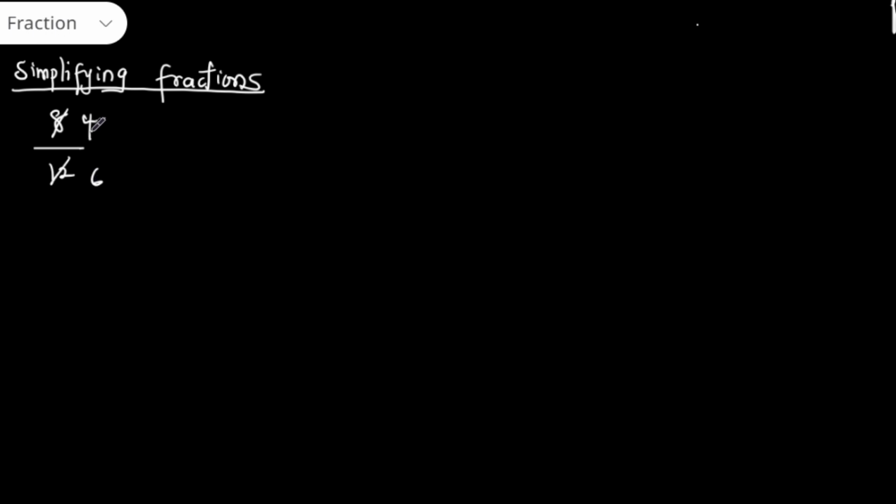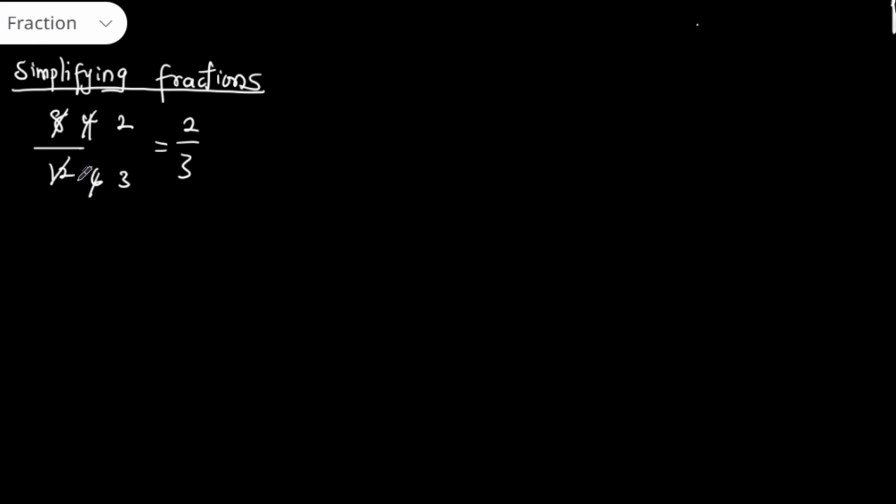So we go ahead to simplify it further, so that we have 2 through 4 is 2, 2 through 6 is 3. Now, if you look at the numerator and the denominator, there is no number that can divide the numerator 2 that will also divide the denominator 3. So 2 over 3 is the simplified form of 8 over 12.